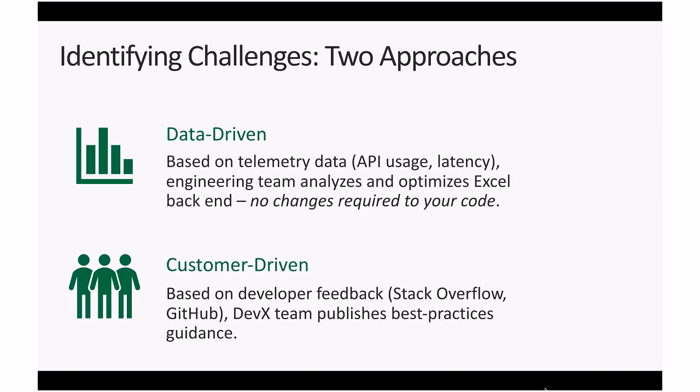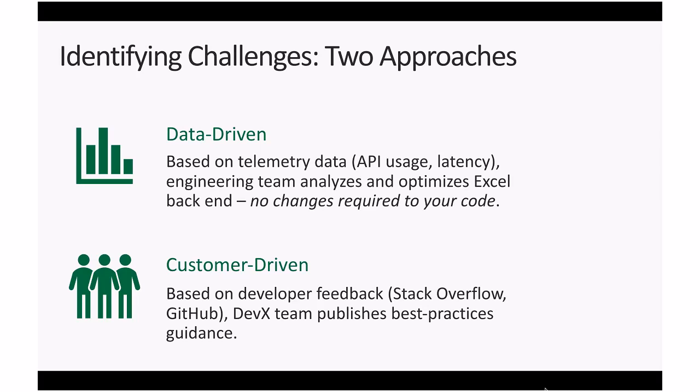So we think of it in terms of these two general categories of performance improvements. Data-driven performance improvements are based on telemetry data that tells us, this particular API call tends to take a long time, those sorts of things. And we analyze those in the back end, and then the engineering team looks at how to improve, with better algorithms, better implementation, and so on. And there are no changes required to your code. You just find that there's better performance after we make those adjustments.